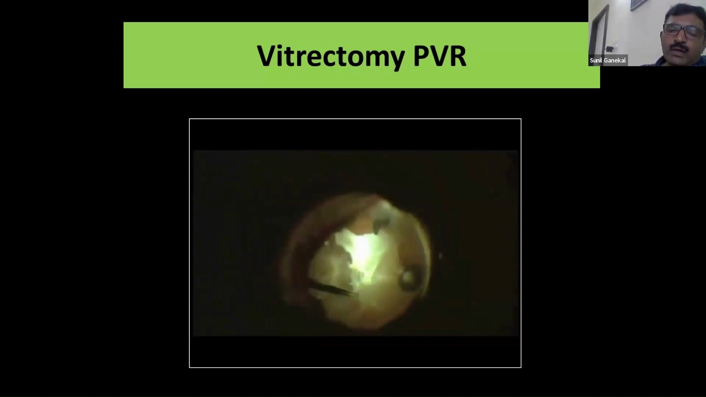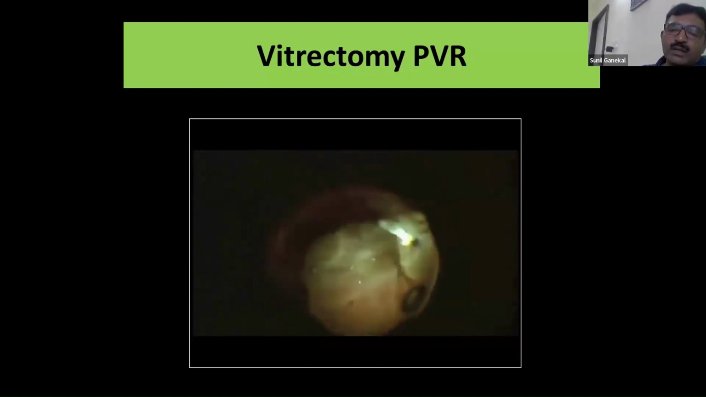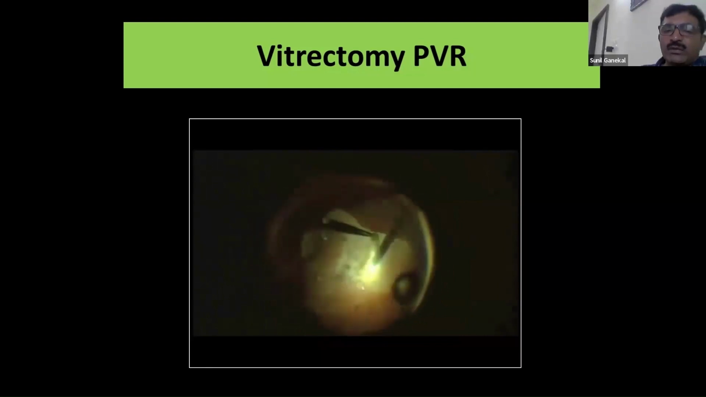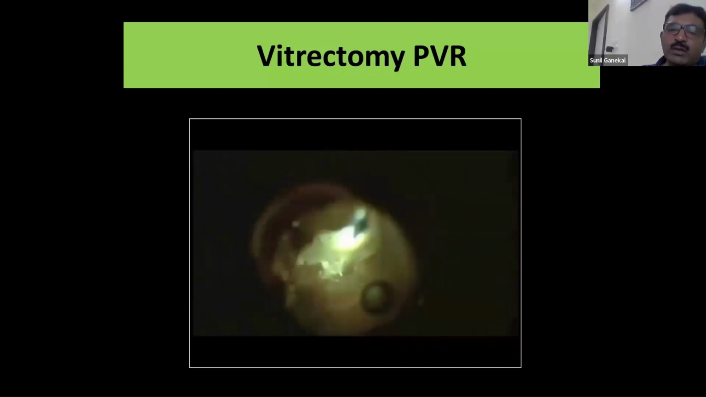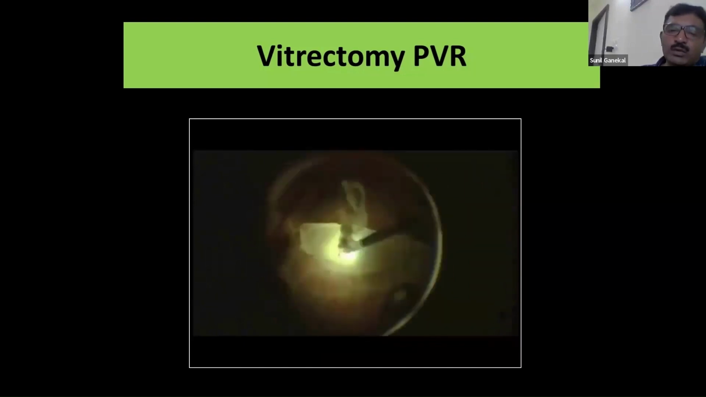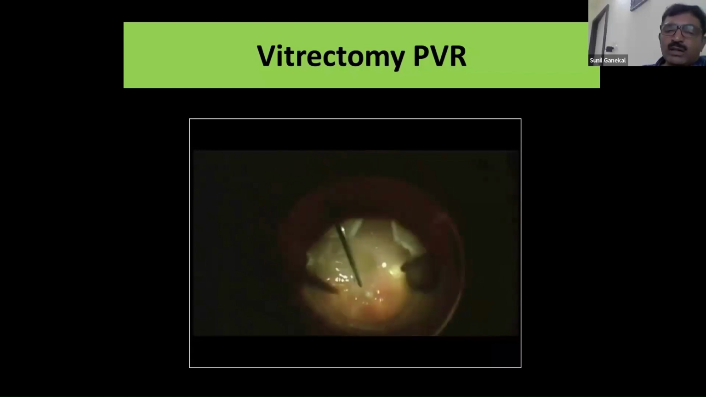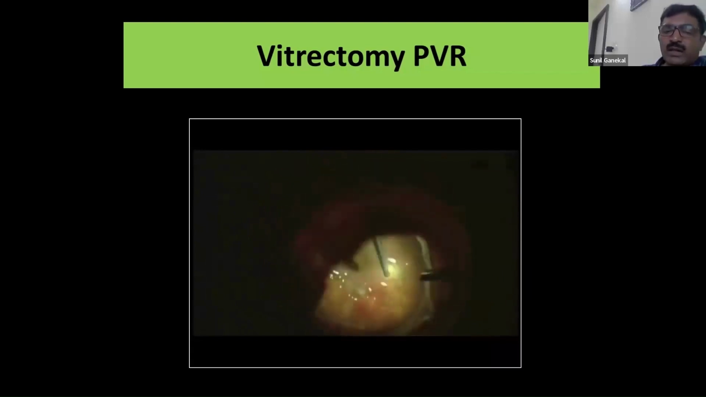It will give an easy access to the multiple membranes which are on the back surface, and you can clearly see under direct visualization. Here the bimanual maneuvers definitely help. You can see the chandelier being used and the bimanual maneuvers. And you can use a PFCL to roll back the retina and laser the edges of the retinectomy.